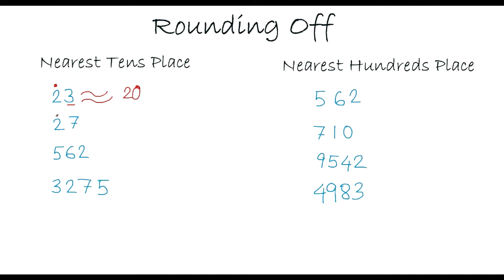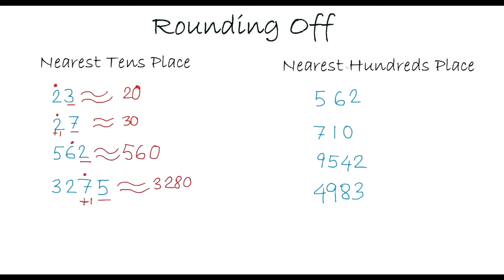Here I have again 2 in the tens place, but the next right side digit is 7, more than 5. So when we have 5 or more than 5 on the next right side digit, we have to add 1 to the target digit. That means the target digit will become 3, then the right side digits will always become 0. So our answer here is 30.